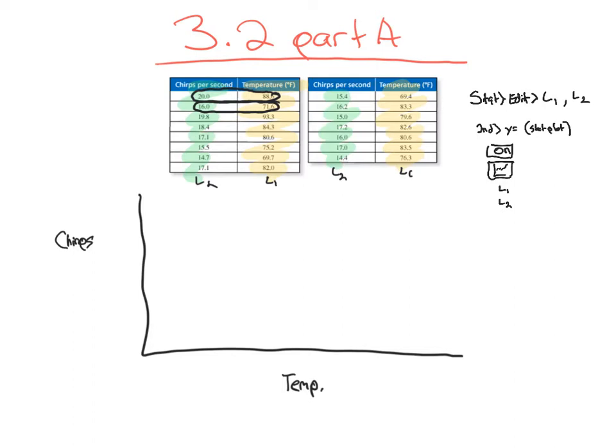So then, after we've done that, we want to hit the zoom button, and we're going to go down to ZoomStat, number 9, and then enter. Whoop, I'm getting an error code. Sometimes you get an error code.